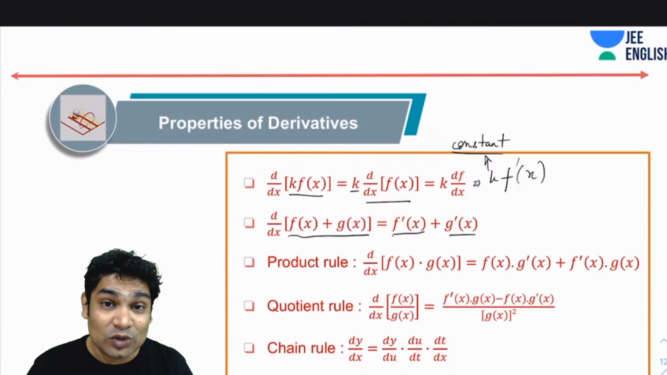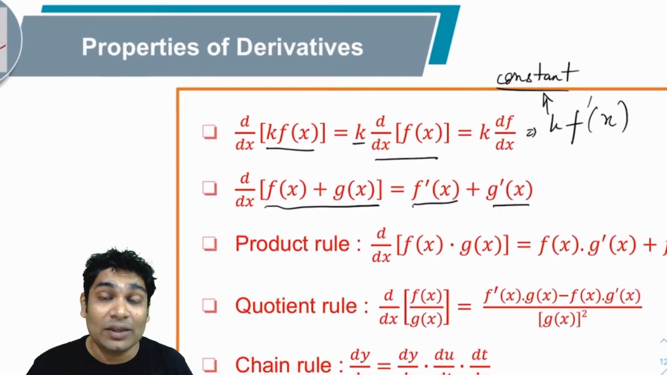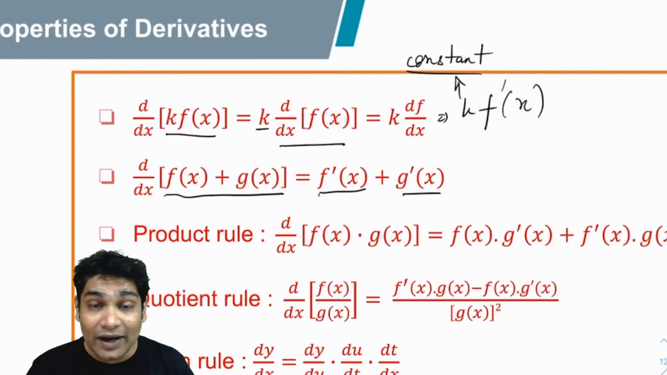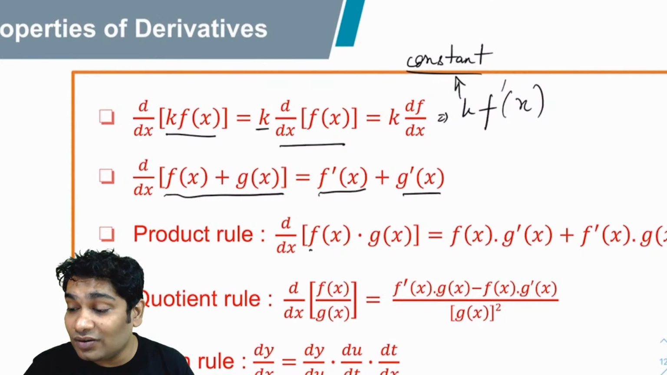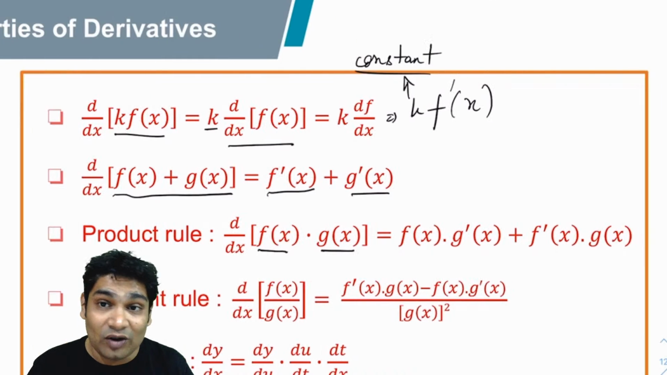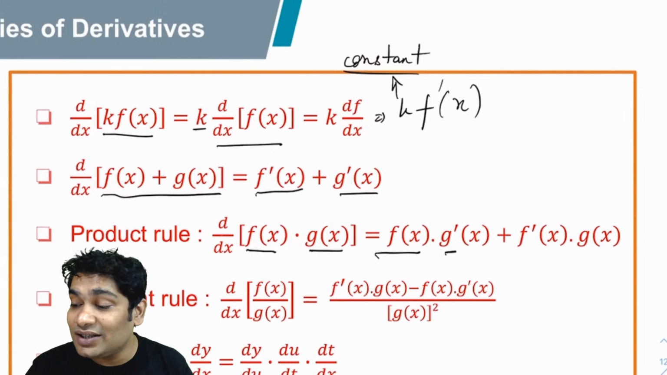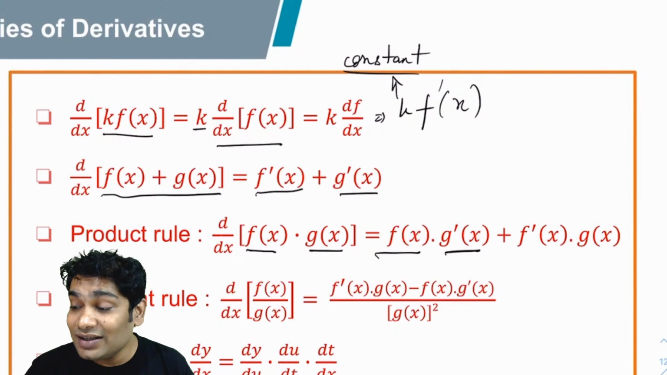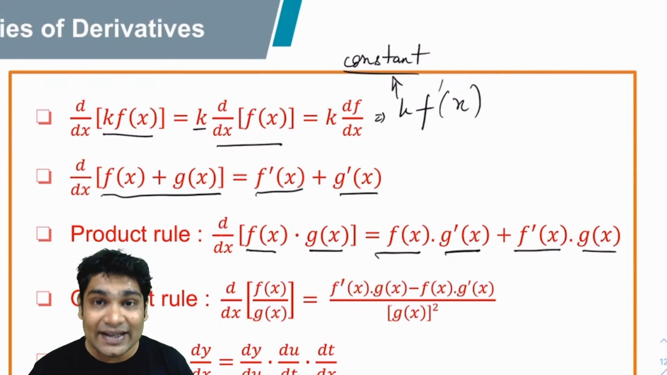So there are three rules when it comes to finding derivatives. One is called the product rule. In the product rule, when you're finding the derivative of the product of two functions, let's say f(x) times g(x), the derivative is found as f(x) times g dash x, which means f(x) times the derivative of the second function, plus the derivative of the first function times the second function. All right, let's see an example of this.